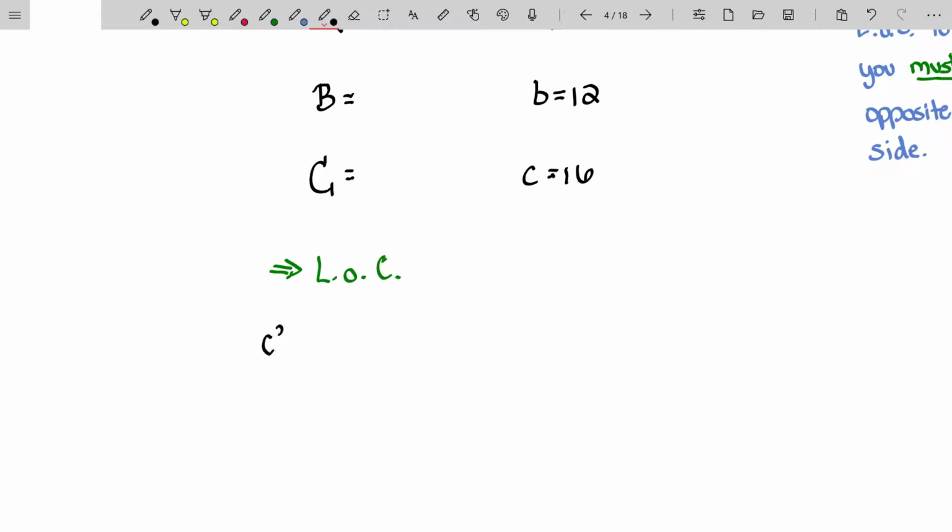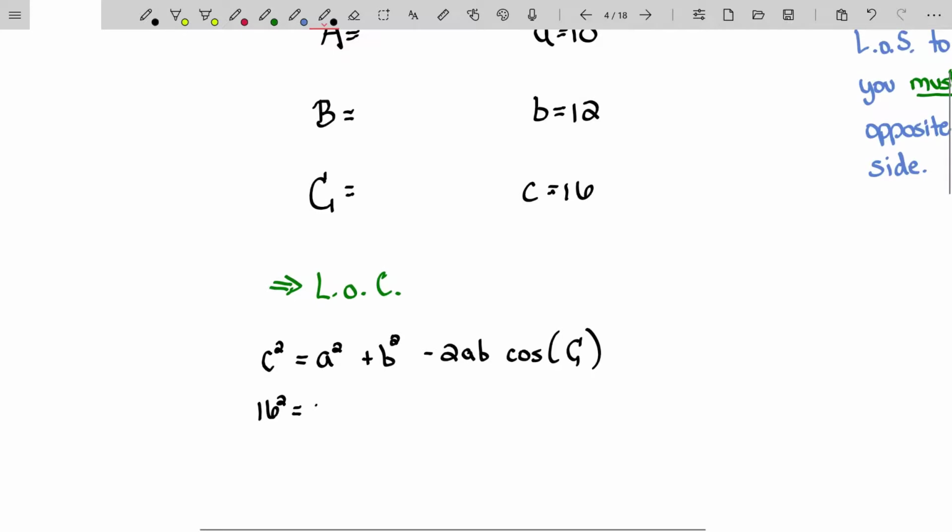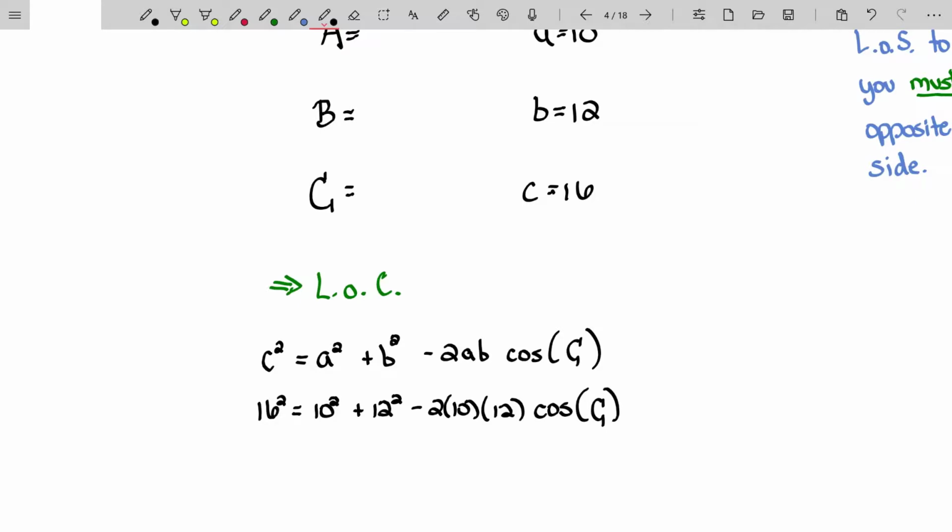C squared, I'm going to use this formula, C squared is equal to A squared plus B squared, just like the Pythagorean theorem, minus, so here's the adjustment, 2AB cosine of the angle opposite that side C. That's why I chose C squared, because I want to find the angle C. Let's fill in this information. That's 16 squared is equal to 10 squared plus 12 squared minus 2 times 10 times 12 cosine of the angle we just don't know.